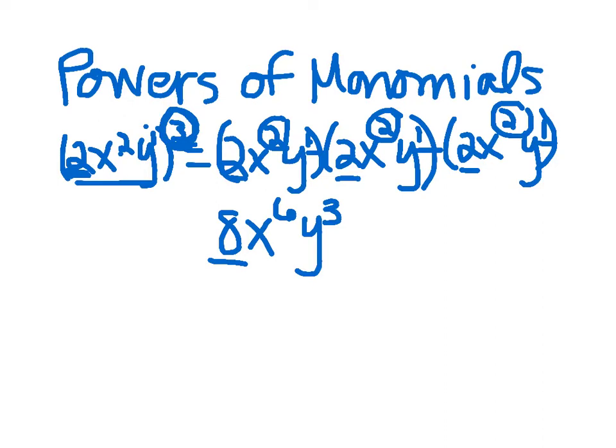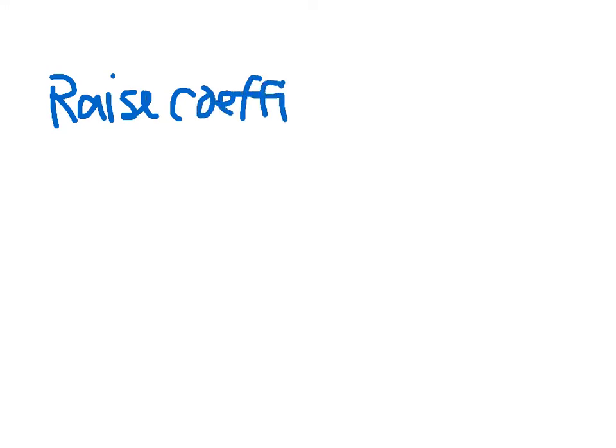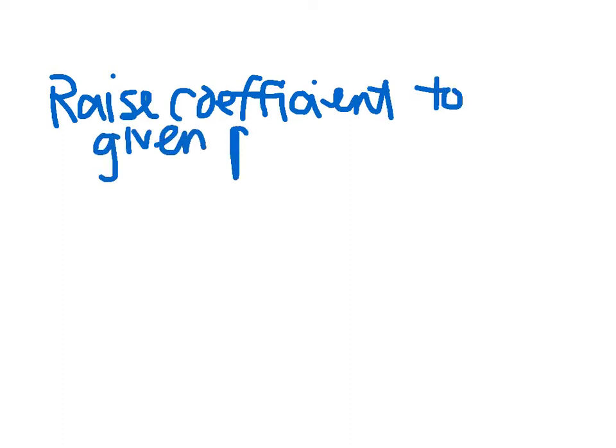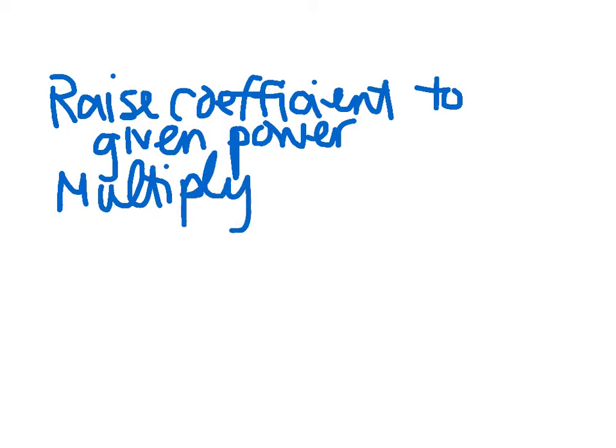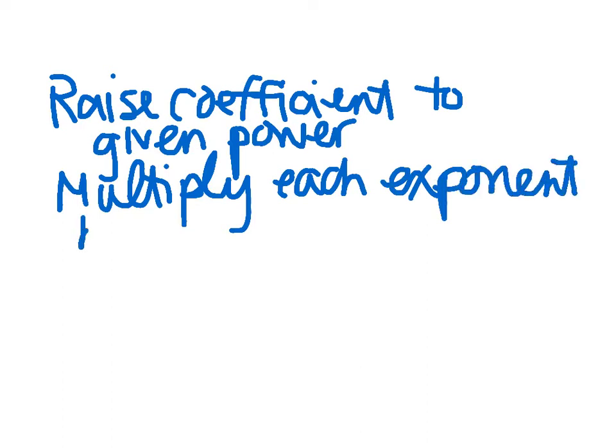So, to boil it down, when I'm taking powers of monomials, I am raising the coefficient to the given power, and I'm multiplying each exponent by the power.